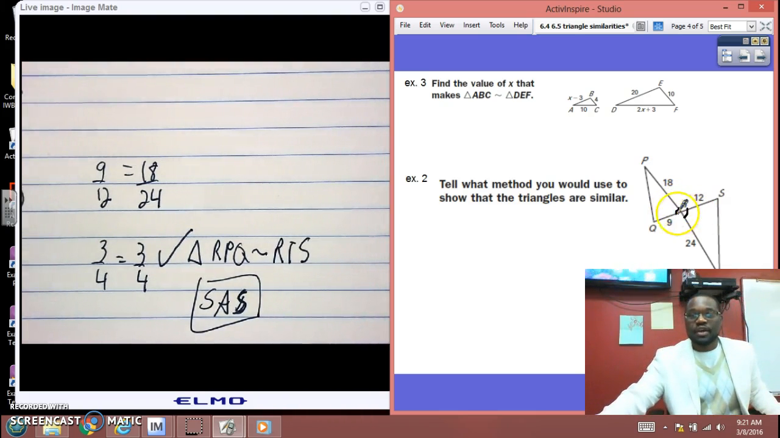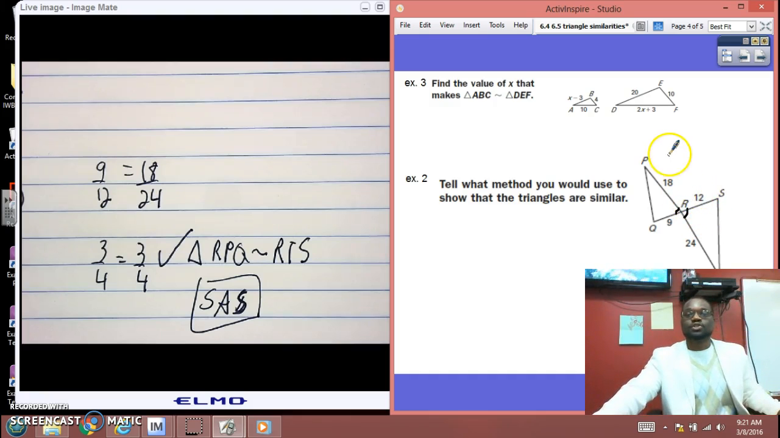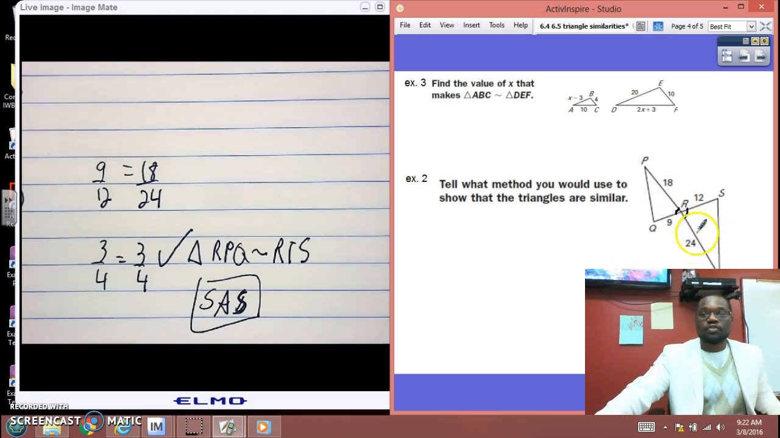Because I knew those two angles were congruent based on the vertical angles. And then this side, QR over RS, was proportional to PR over RT. And so since it was right here, they are similar.